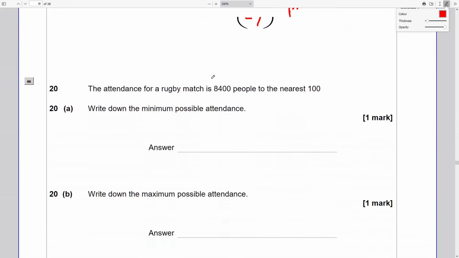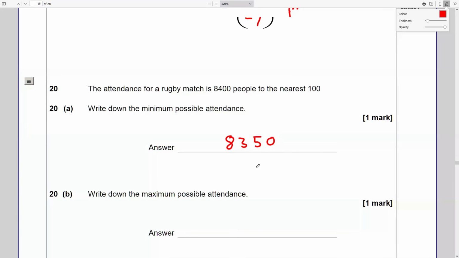20. The attendance for a rugby match is 8,400 people to the nearest 100. Write down the minimum possible attendance. Well, that's going to be 8,350.